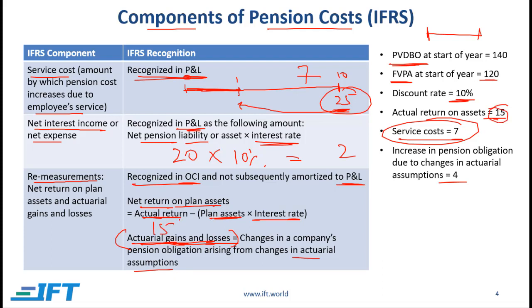This is the actual return, which is 15. That's coming from here, minus the plan assets into the interest rate. The plan assets are 120. Interest rate is 10%. 120 into 10% is 12. So our net return on plan assets is 3. Actuarial gains and losses, this number is given, that is 4. So these are the different components. The total pension cost is the sum of these numbers. So that is 9 and 7, which is 16.